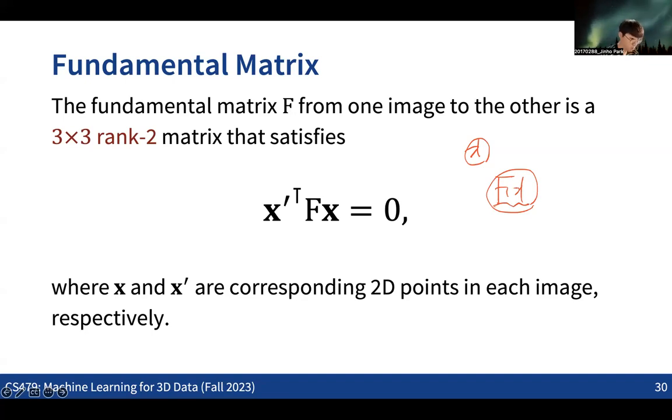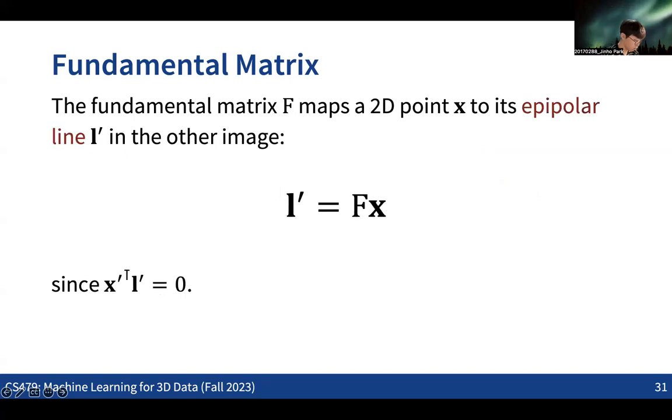Yeah, this Fx basically becomes the epipolar line, because we know that the dot product of x prime, the corresponding point, and L prime should be 0, right? So what we can see is that the multiplication of F with any point becomes the epipolar line. So F is basically a function that shows the mapping from the point to the epipolar line. For any point in one view, if you want to see the epipolar line in the other view, then you can just compute with the fundamental matrix, right?